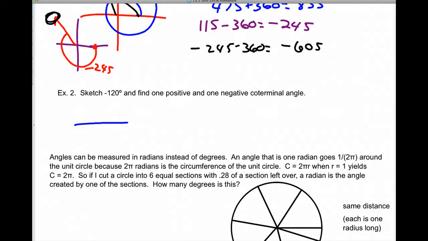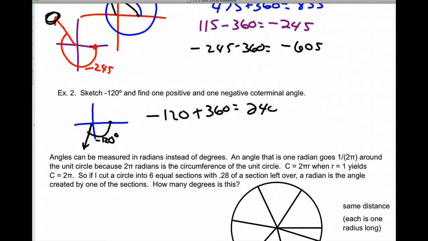Alright, so if you paused it, here's what we got going. Negative 120 would still start on the right-hand side. Negative tells me to go clockwise. This would be negative 90. And then I'm going to go 30 more. So it looks something like that. To get a positive angle with it, I'd add 360. That'd give me 240. To get another negative, I could subtract 360, or I could subtract some multiple of 360: 720, 1080, 1440. I didn't say which negative I wanted, I just wanted a negative. This is the quickest negative to get, negative 480.